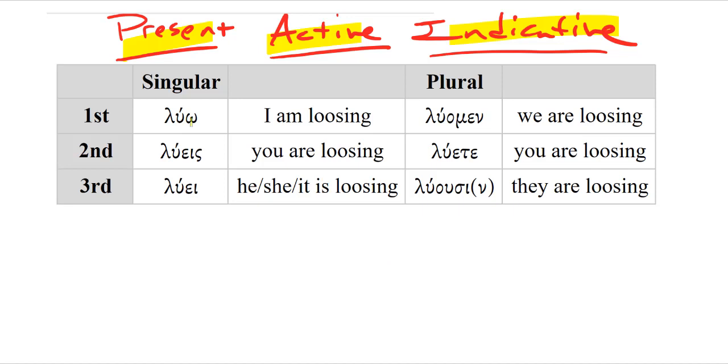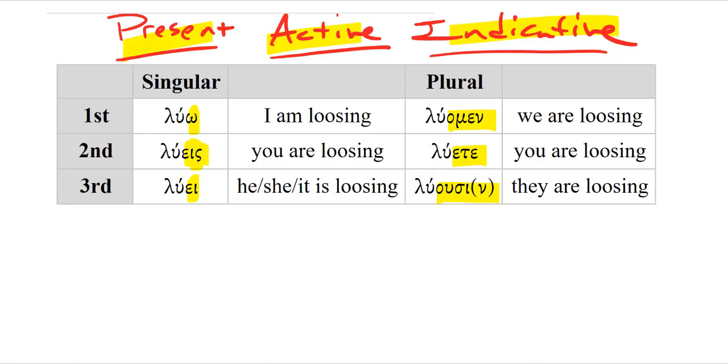Now we can see these endings here, o, eis, ei, and we have a wonderful song that you can sing, these that we're providing to you, right? That's a great way to learn these. When I learned this, I just had to rote memorize it. Luo, lueis, luei, luomen, luete, luousin. But we have a song that sings all the active verb endings. It'd be a great way for you to learn it. People learn things differently, so you do what works for you.